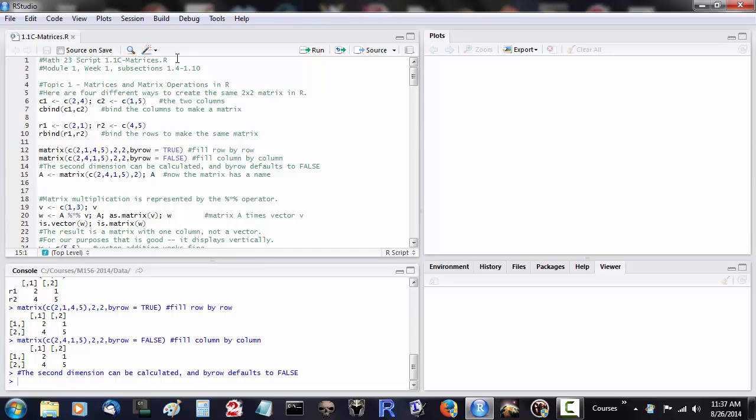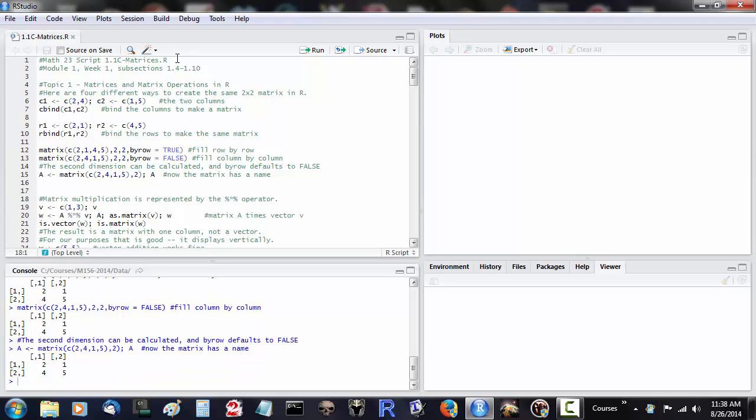The shortest possible way of doing this is you concatenate all the entries in the matrix into a single vector, going down the columns one at a time, and then you specify how many columns there are in the matrix. So this says I want to make a matrix A whose entries going down the columns are 2, 4, 1, 5, and this matrix has 2 rows and therefore must have 2 columns. And it works.